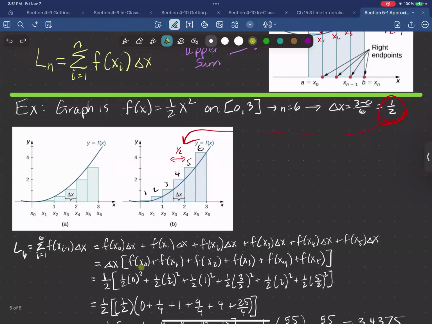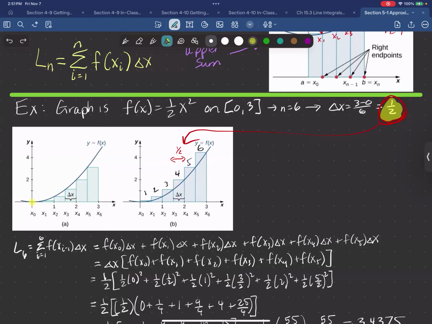So x0 is 0. If I go over 1/2, remember this is the distance we're moving over. If I go over 1/2 from 0, I get to 1/2. If I go over 1/2 from 1/2, I get to 1. If I go over 1/2 from 1, I get to 3 halves. 1/2 from there is 2, and then 5 halves. Okay?